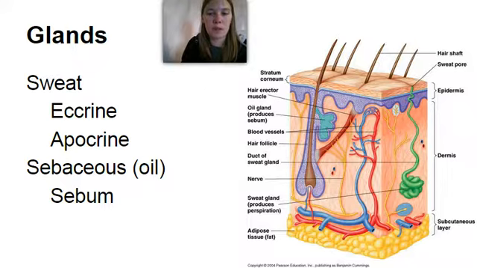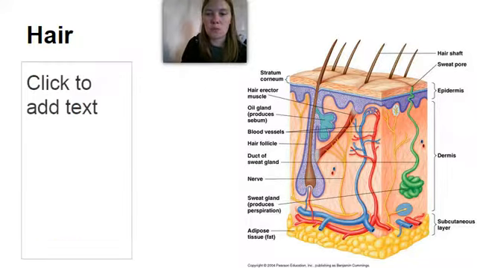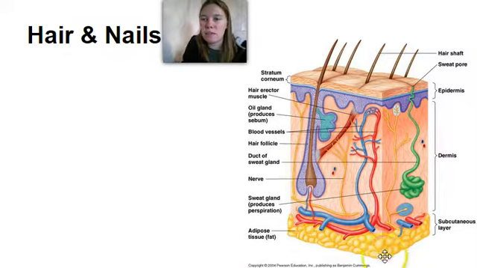So now let's talk about hair. Hair and nails are also part of the integumentary system. We're going to start with hair first. The hair is made up of two parts. We have the hair shaft here, and then we have the root, or the hair bulb. The hair follicle bulb is down here.